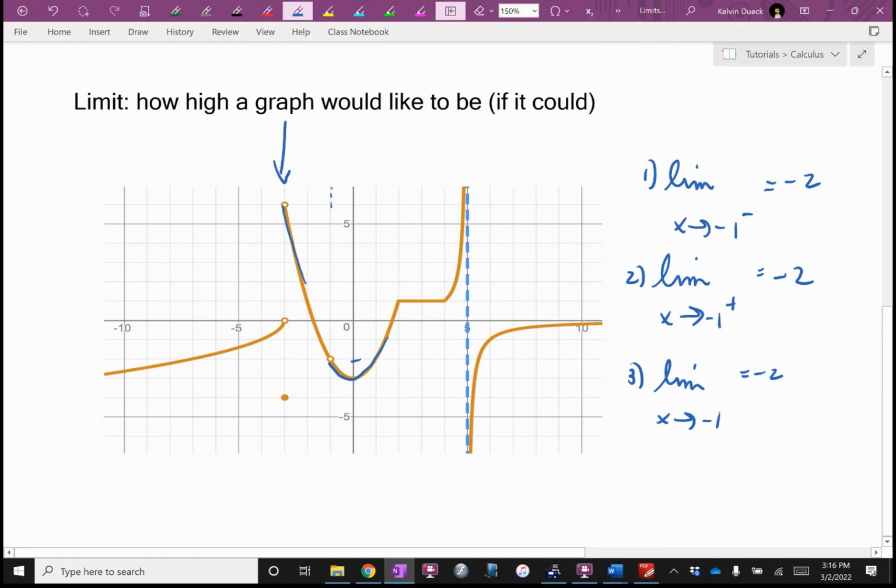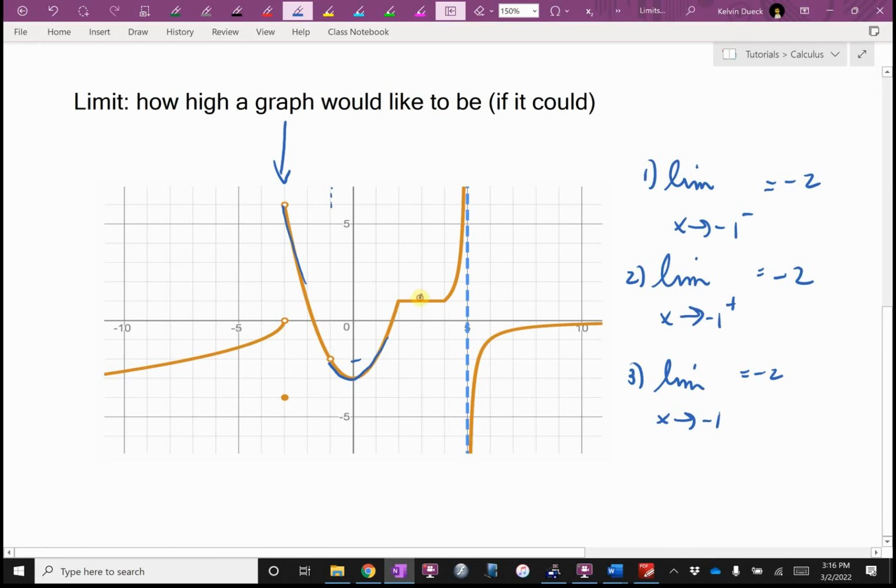But the limit itself doesn't exist. Sorry for those of you on YouTube, but I often imagine moving my fingers along the graph. And if they end up touching, the limit exists. If they don't, no limit there. Does the limit at x equals 5 exist? Nope.